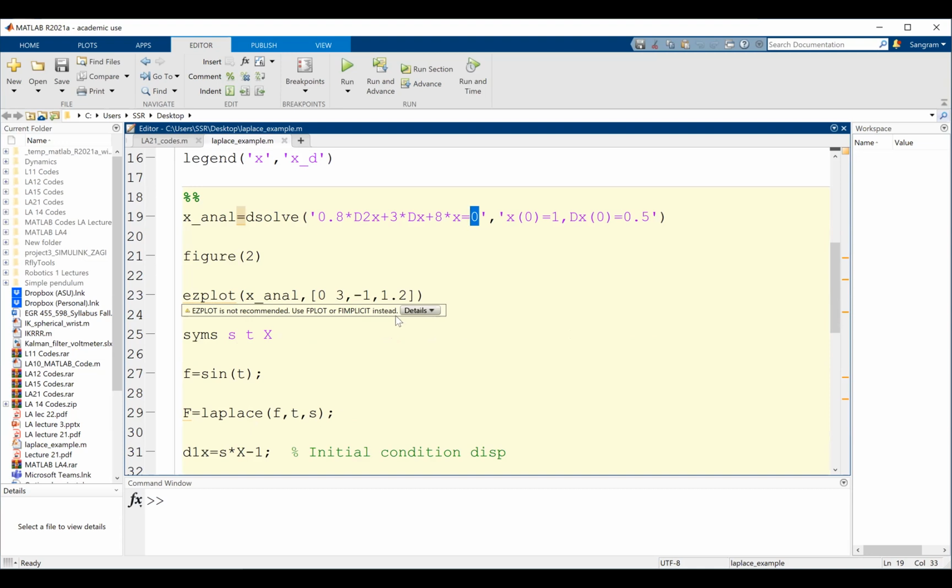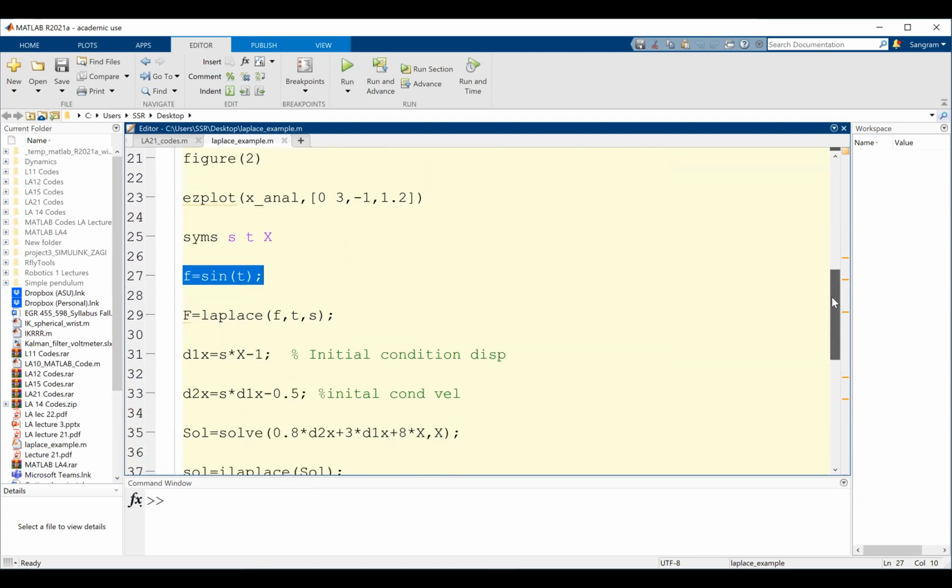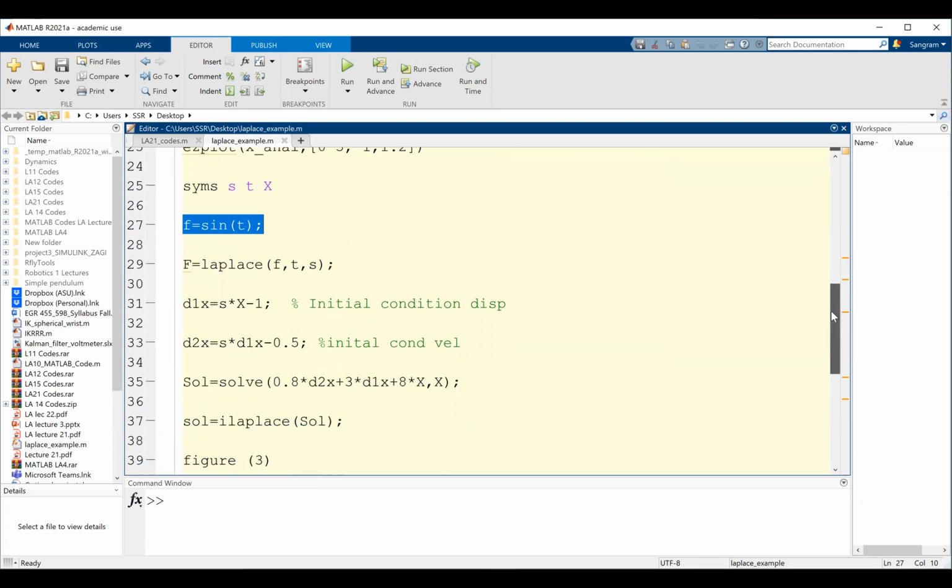is where I'm actually solving the differential equation using the Laplace transform. For the Laplace transform, I'm indicating the symbolic variables: the Laplace transform variable s, the time variable t, and the capital Laplace variable X. And then I'm defining an external function f, sine t, because I want to solve the forced problem later.